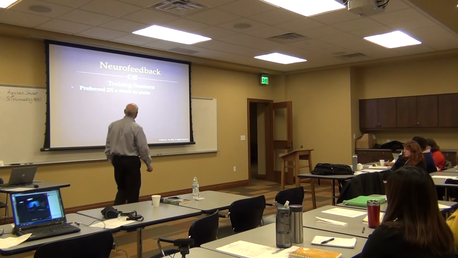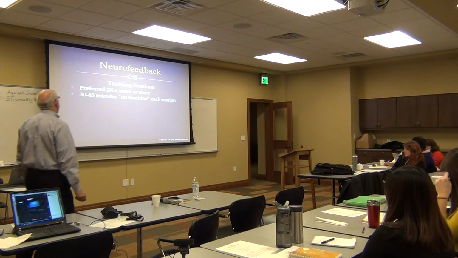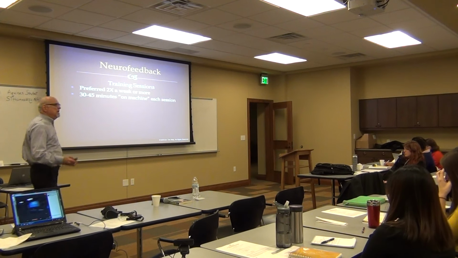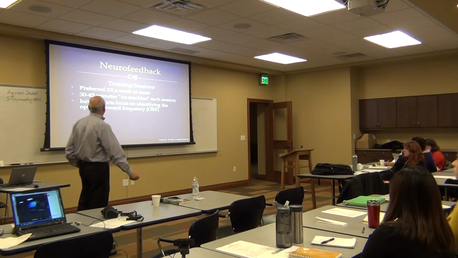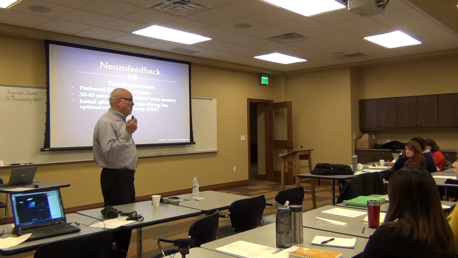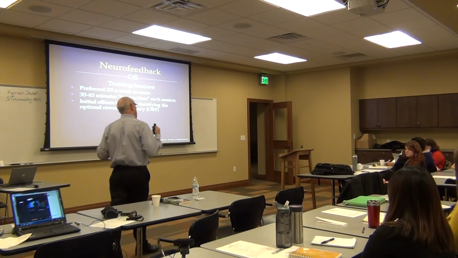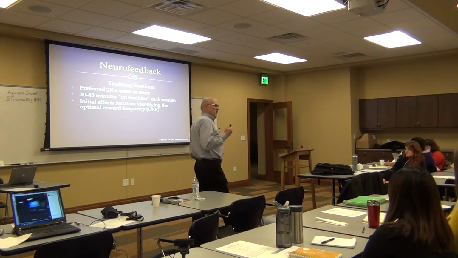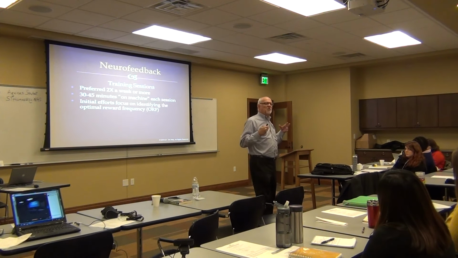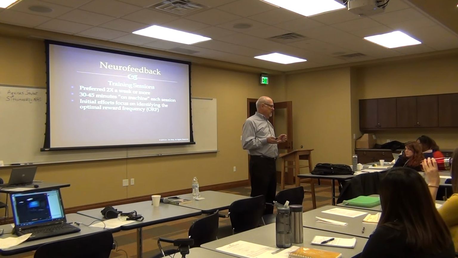So what does a training session look like? How do we operate this? We prefer to do 2 a week or more. They're 30 to 45 minutes on the machine, connected up each session. Initially, we work to identify the optimal reward frequency, or the frequency at which the individual reports the most benefit. And adolescents and adults can usually identify changes in state within a session. They will tell you, no, that doesn't feel as comfortable to me.